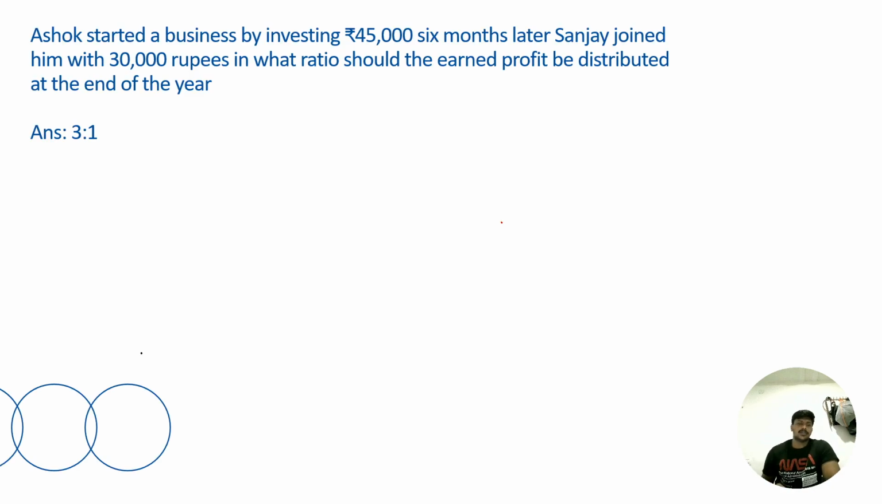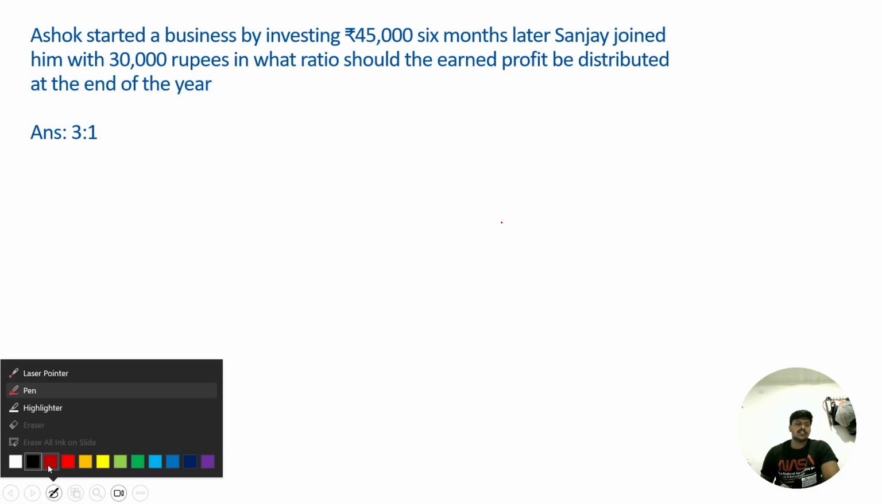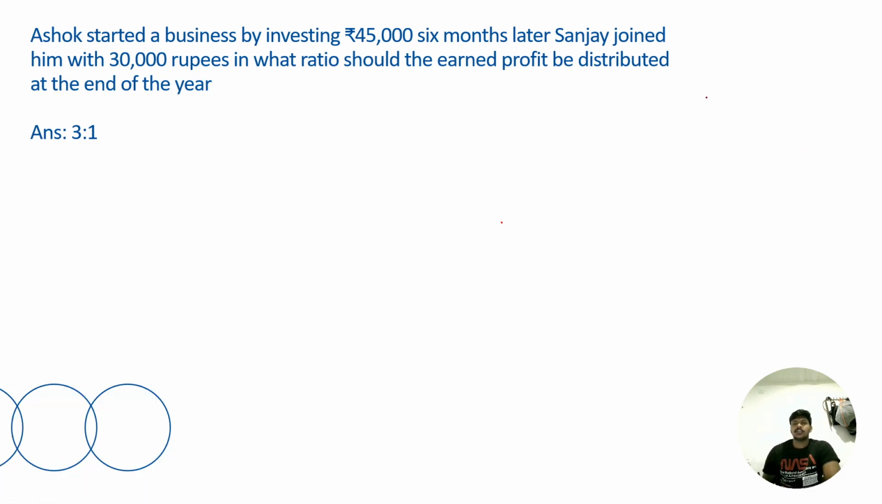So let us take this example. Now, my suggestion is before starting the problem itself, check two things. Are there any active and sleeping partners? And second one is, are there any changes in the investment, like adding or removing from the business? So your problem will become much simpler.